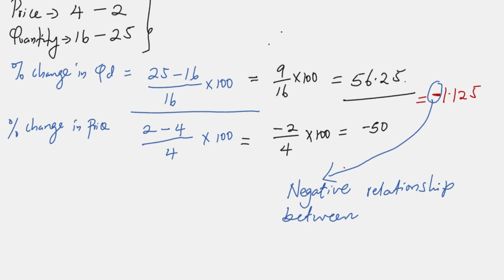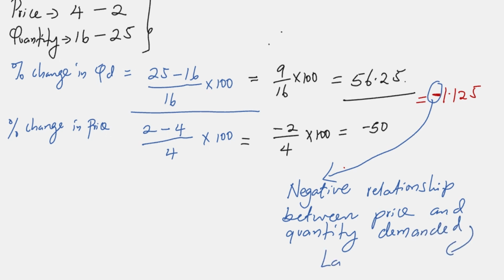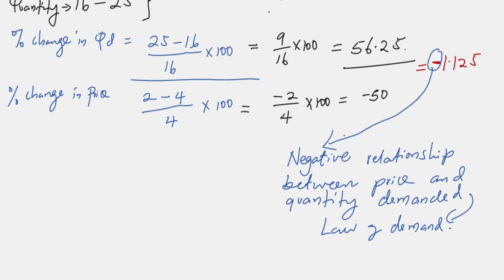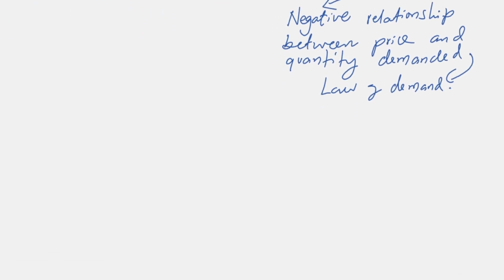So it simply means that if the price changes by 50%, then the quantity demanded will change by 56.25%. And we can see, of course, we are having more than 50%. The quantity is changing at a higher rate than the price, and we shall see what type of demand elasticity that is.